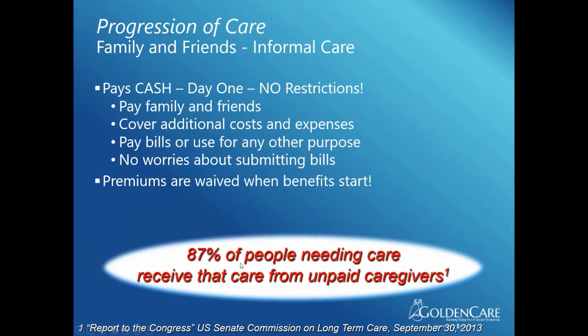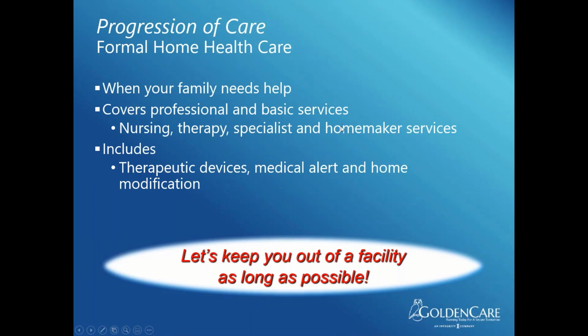All right. So 80% of people needing care receive that care from unpaid caregivers. That's why that cash benefit is so important. That does exist in Mutual. All right. So then also there's a progression. So your family tries to help out. You try to stay at home. We're going to design the very best home health care plan we can in this thing.